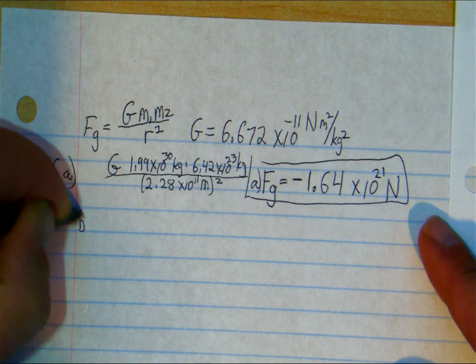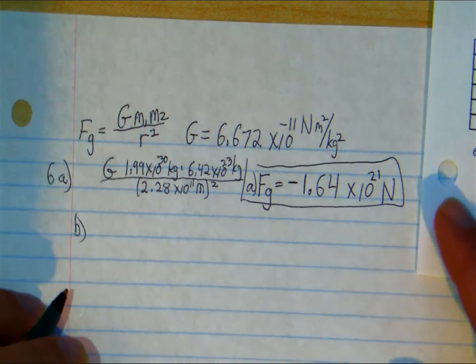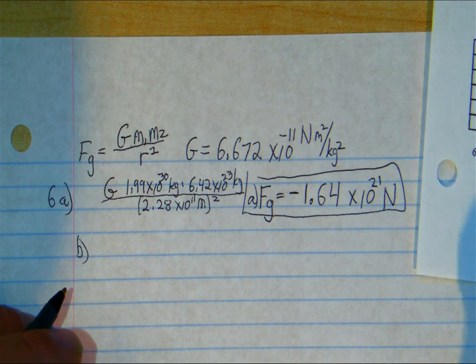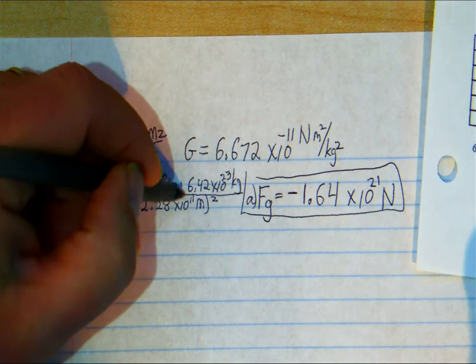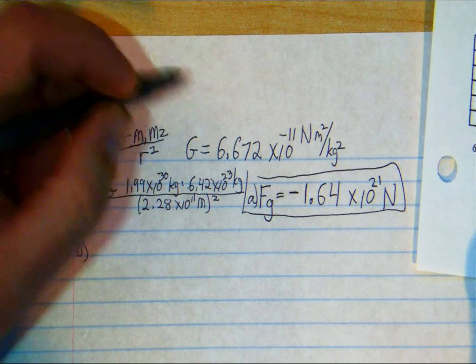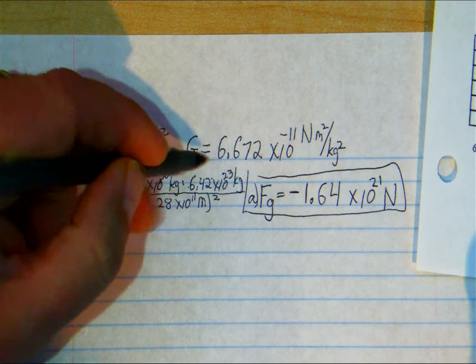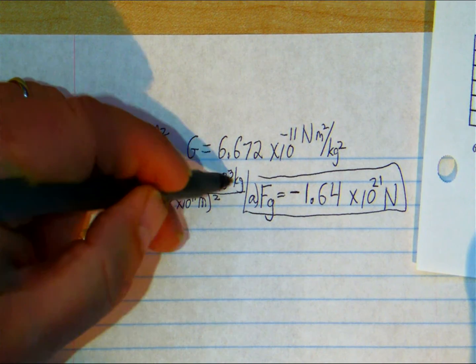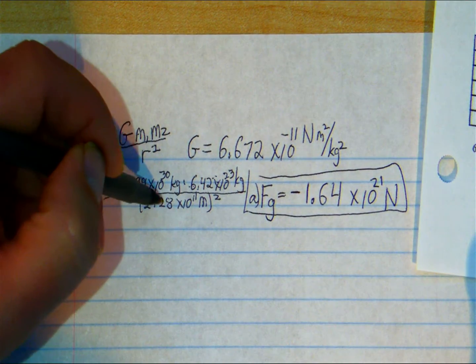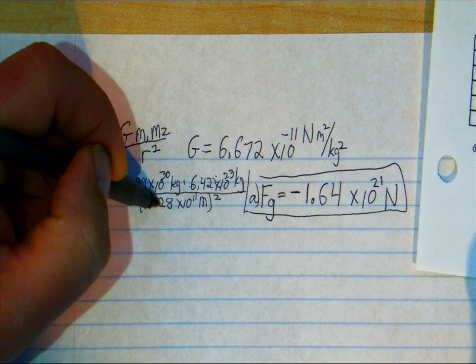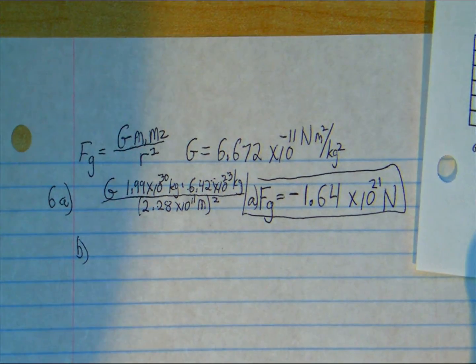For part B, it says now do the same thing for the planet Mercury instead of the planet Mars. And so you cross out the mass for Mars, replace it with the mass of Mercury. Cross out the distance from the Sun to Mars, and replace it with the distance from Sun to Mercury.